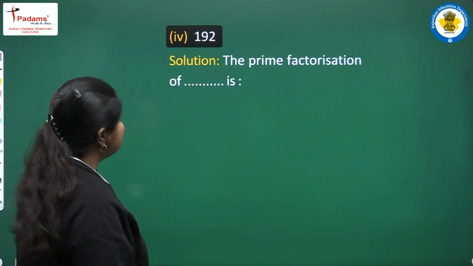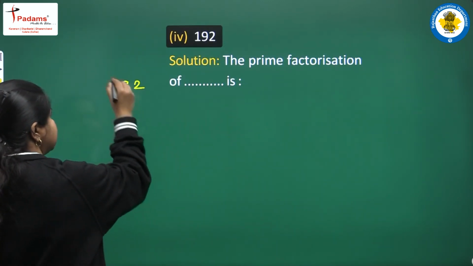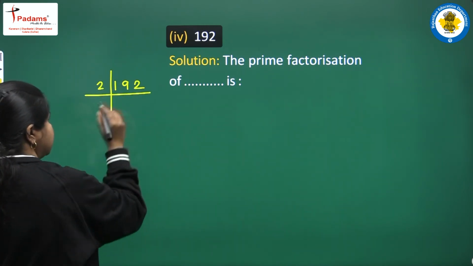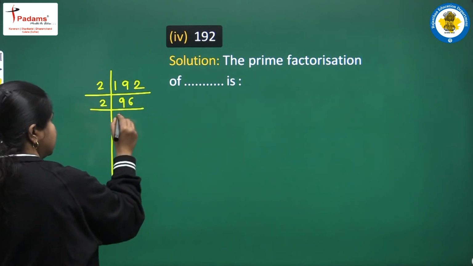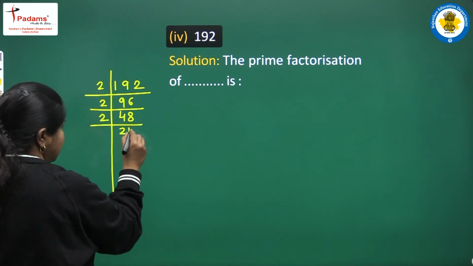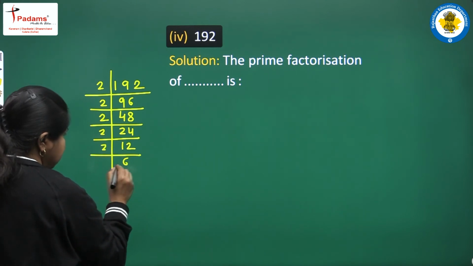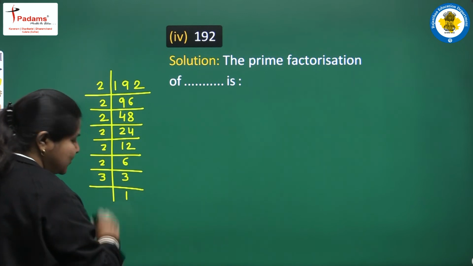Okay, then we have number 192. Let us find its prime factors. Draw a vertical line, horizontal line, dividing by 2. 2 9s are 18 and 6 times. Again by 2, 4 times and 8 times. 2 24 times, 2 12 times, 2 6 times, 2 3 times and then 3 1s are 3.